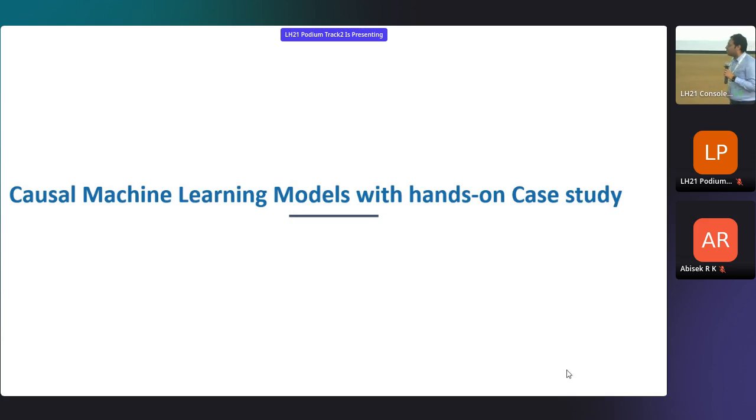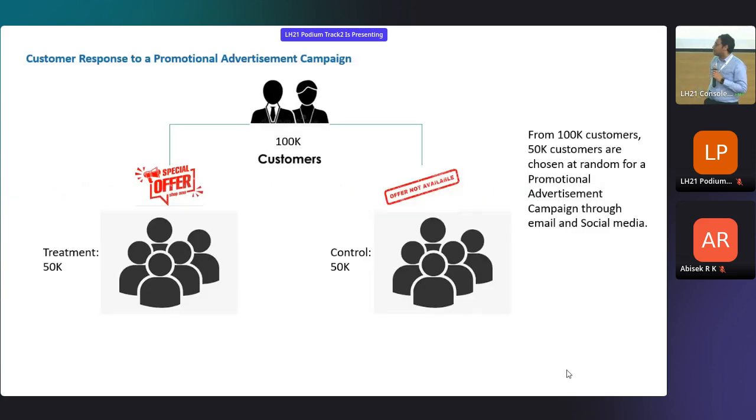Thanks, Shomajit. So, in the next few minutes, we'll be walking you through causal machine learning, which is essentially about how to build prescriptive ML models using causal concepts. Let's take a look at this example. Suppose we are providing an ad campaign to certain customers and we want to measure the impact on purchase decisions. We consider a sample of 100,000 customers, and randomly 50,000 of them are given the treatment and the rest 50,000 are not. So how do we understand the impact?